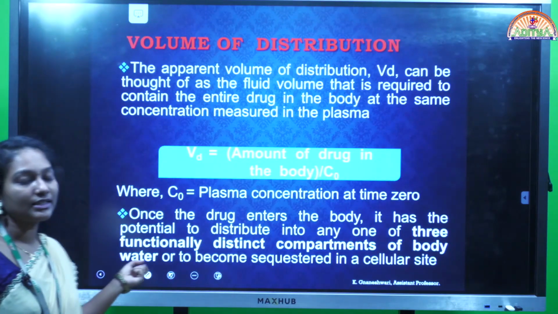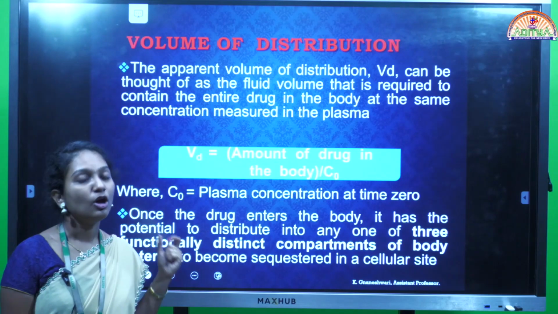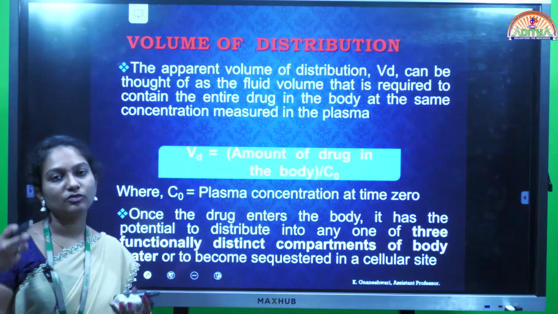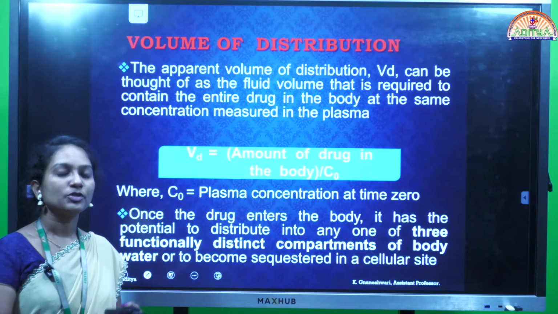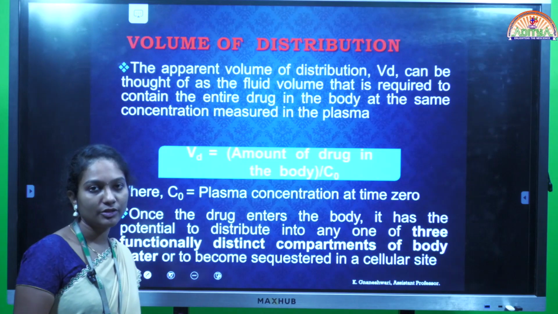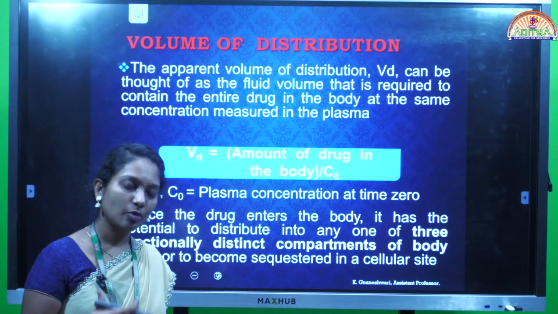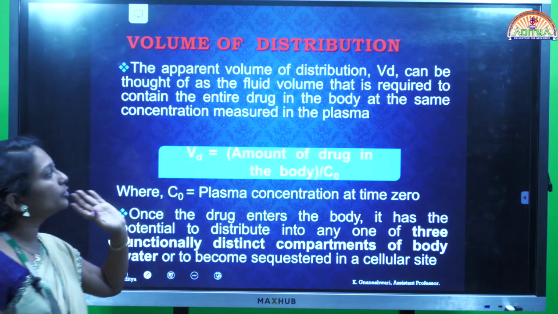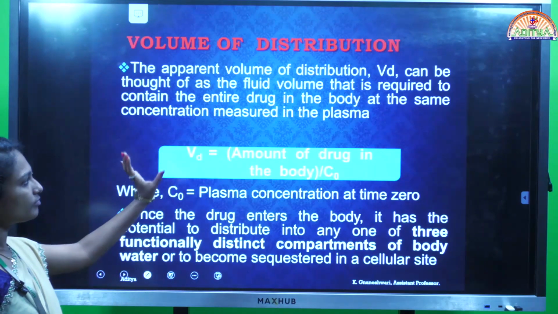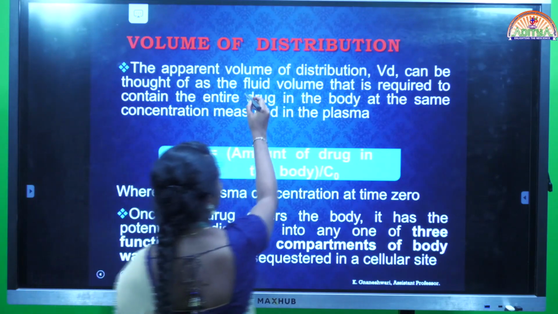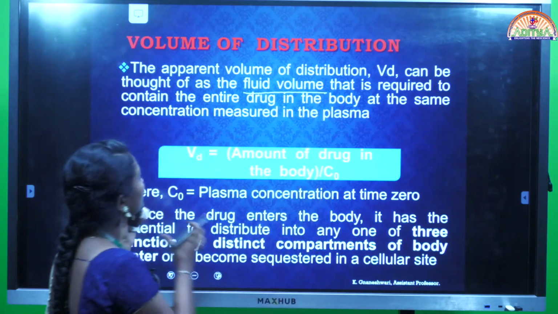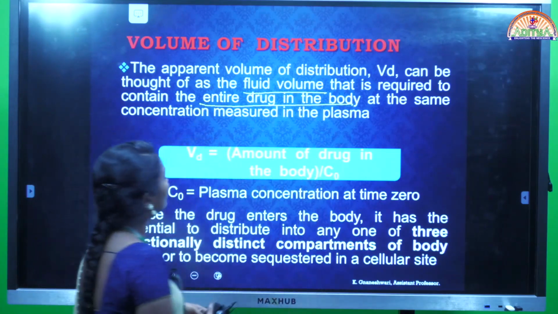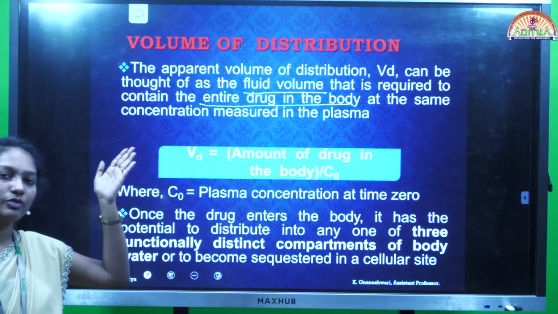The next important factor within distribution is the volume of distribution. Volume of distribution is simply the hypothetical volume of the body fluids. Within our body we have different body fluids, right? So the hypothetical volume of the body fluids in which the drug may get distributed is simply the volume of distribution. It is the fluid volume required to contain the entire drug within the body, and at the same time we measure it within the plasma.